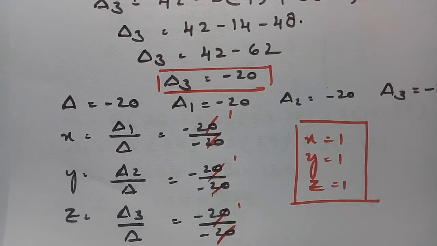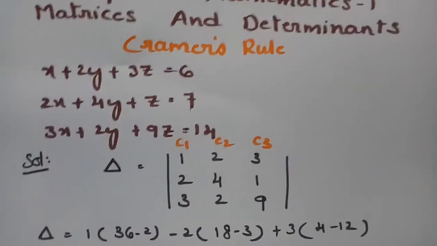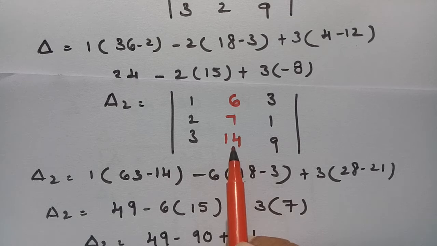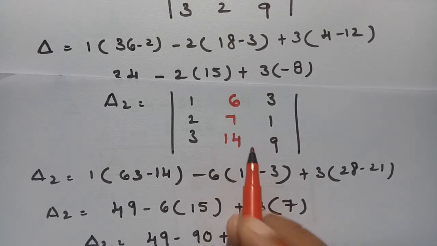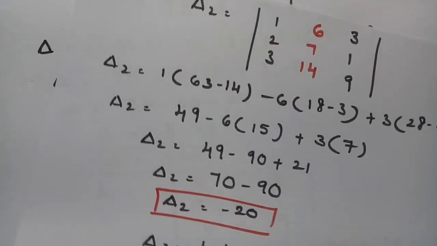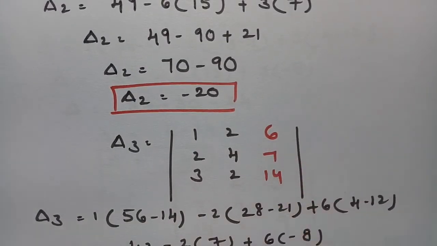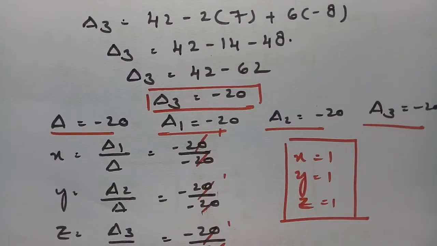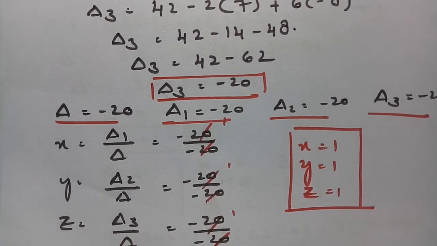So this is how we have to get the solutions using Cramer's rule. First of all I have to frame delta and later replace column 1 with all the constants on the right side of the equation. This is delta 1 and this is delta 2, where I replace column 2 with the constants, and for delta 3 I replace column 3. After getting delta, delta 1, delta 2 and delta 3, we use the formula for finding x, y, z, and we got the values as 1 1 1. This is how we have to solve, and hope you all understand.